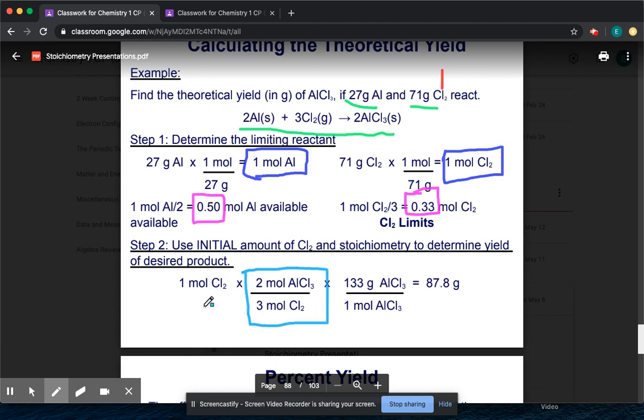Remember, what you are converting to goes on top. We want to know how much aluminum chloride we're going to make. We know how much chlorine we have. We want to know how much aluminum chloride that's going to make. So aluminum chloride goes up top, okay? And then what you are converting from goes on the bottom. So we're going from chlorine to aluminum chloride. Okay, so that's why it's set up the way it is. And then these numbers, the 2 and the 3, come from the chemical equation. So the 2 is what's in front of the aluminum chloride, and the 3 is in front of the chlorine. So that's how the ratio is set up.